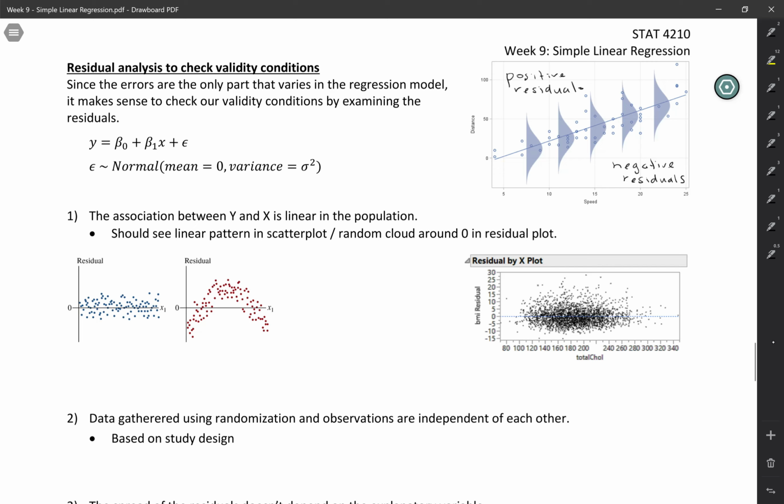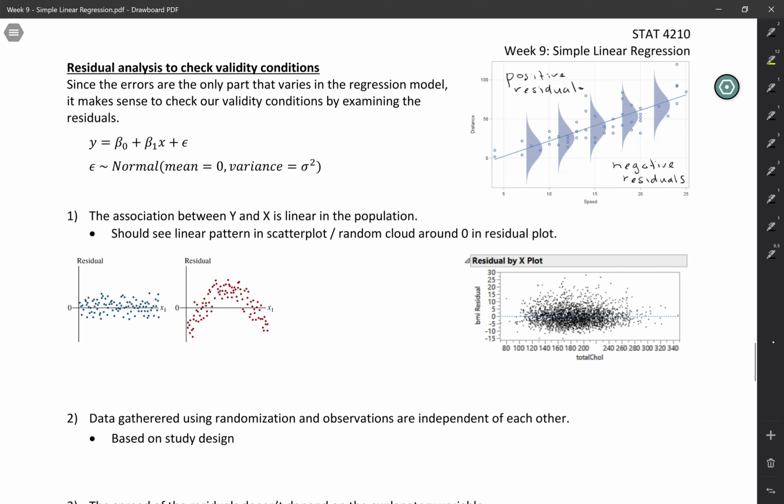We're also assuming that the residuals have a mean of 0. That means you don't have more residuals above or below the line, that they're balanced. And also that we have a certain variance and that it's the same no matter where you are on the x-axis. So the spread of the points around the line doesn't change for different values of x. Those are our assumptions in terms of the residuals. Now let's think about how to check them.